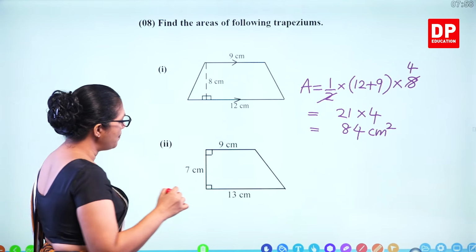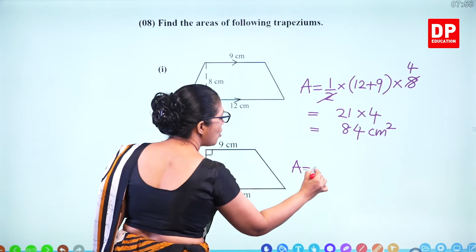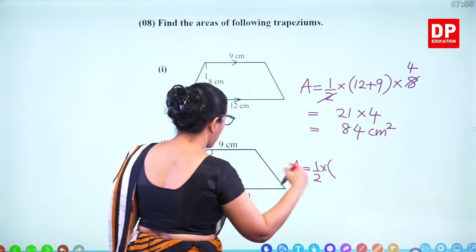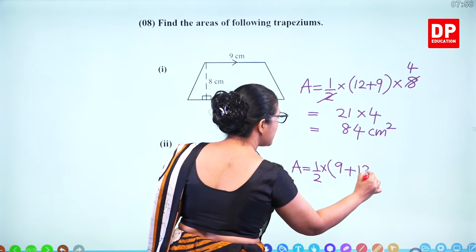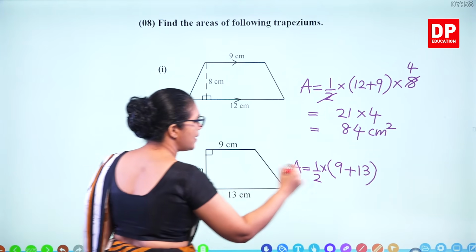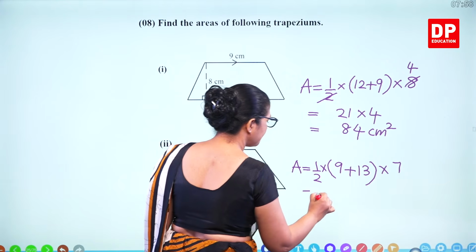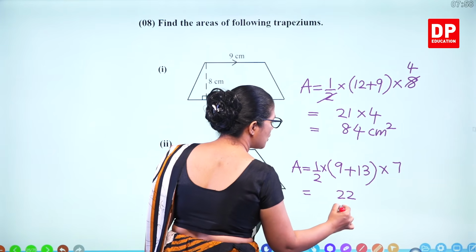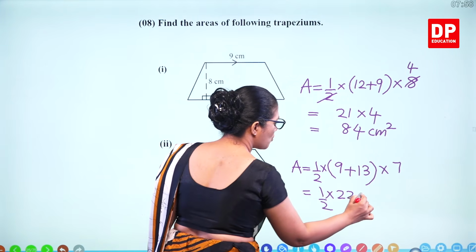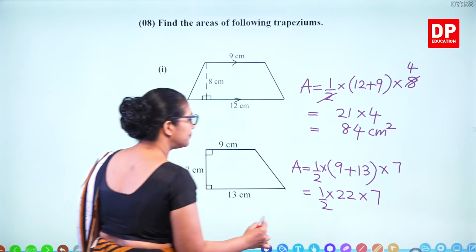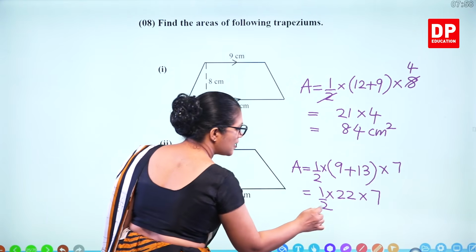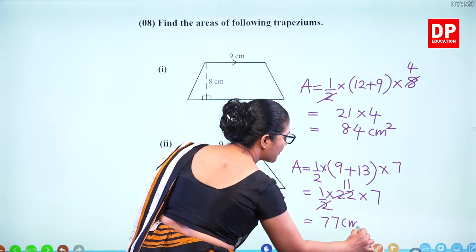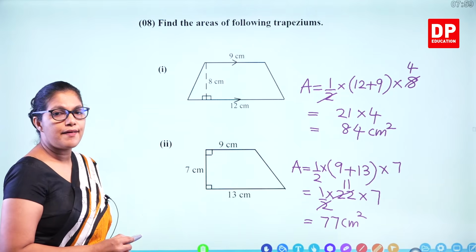Look at this trapezium. Area is equal to half the sum of the two parallel sides. 9 plus 13 now. This plus this, and the perpendicular height is 7. 9 plus 13, 22. So half into 22 times 7. Here you can see 2 times 11. 11 times 7. 77 square centimeters is the area of this trapezium.